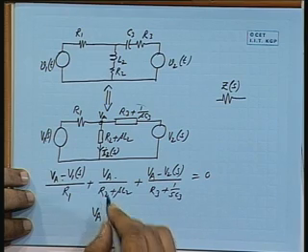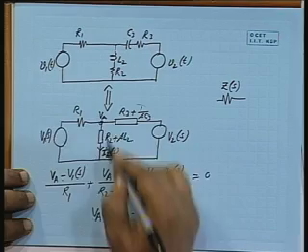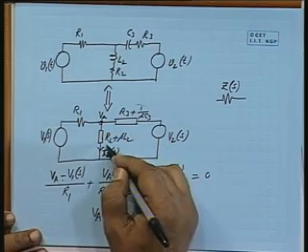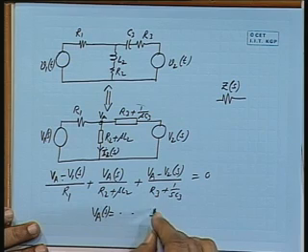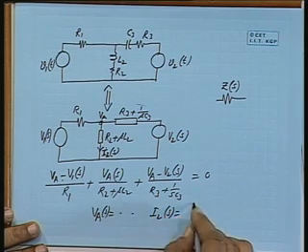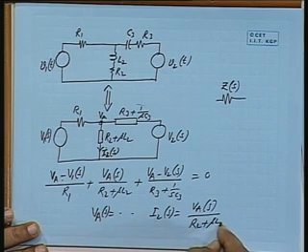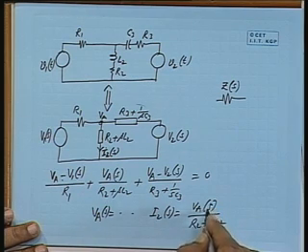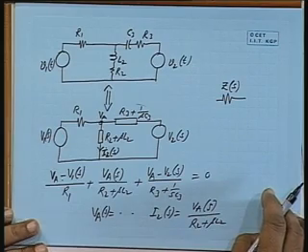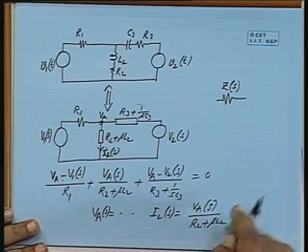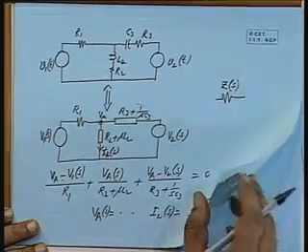VA means VAS. Once you know VAS, then VAS divided by R2 plus SL2, therefore I2S will be VAS by R2 plus SL2. So far you have got the solution in terms of S. Now you make partial fractions, expand it in partial fractions, and then take the inverse, you will get the current I2.